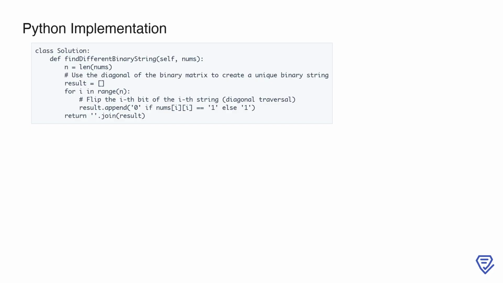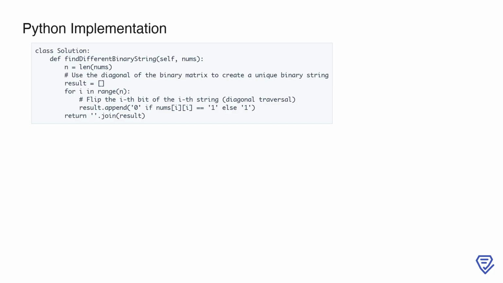If the bit is 1, we append 0 to our result. Conversely, if the bit is 0, we append 1. This guarantees that the resultant binary string differs from every string in nums at least at one position, the diagonal position. 4. Result construction. The flipped bits are collected into a list, which is then joined to form the final binary string.